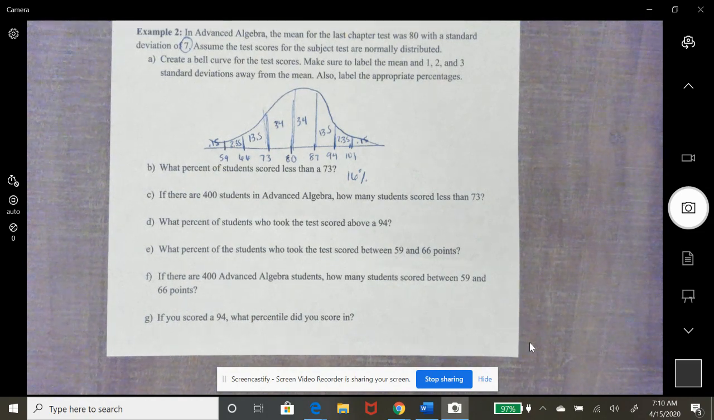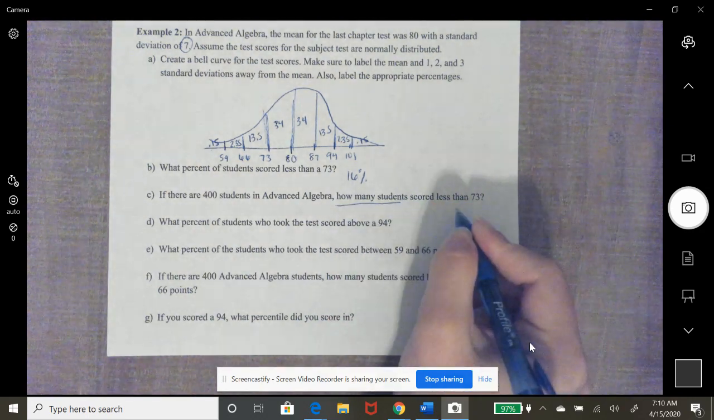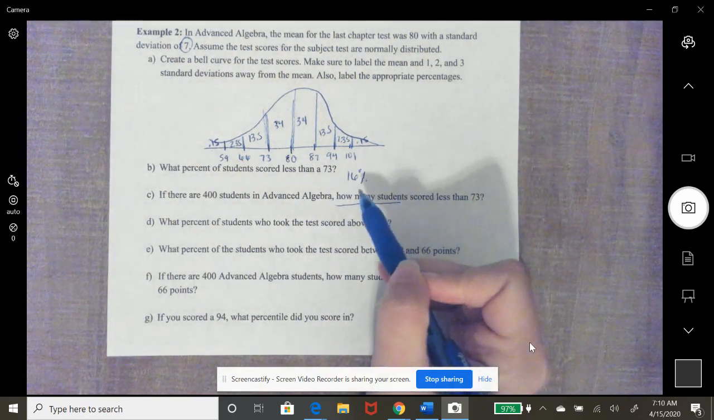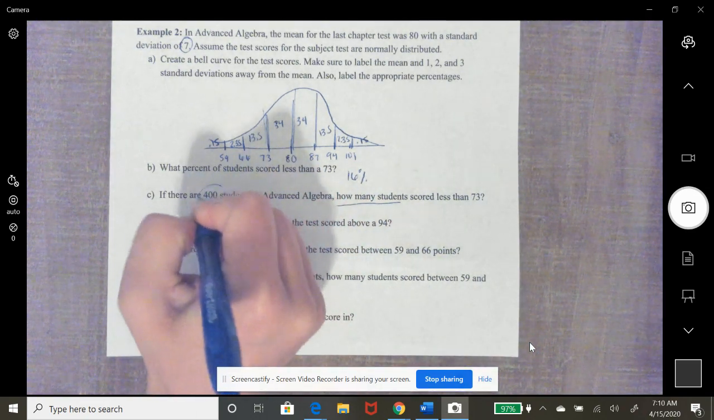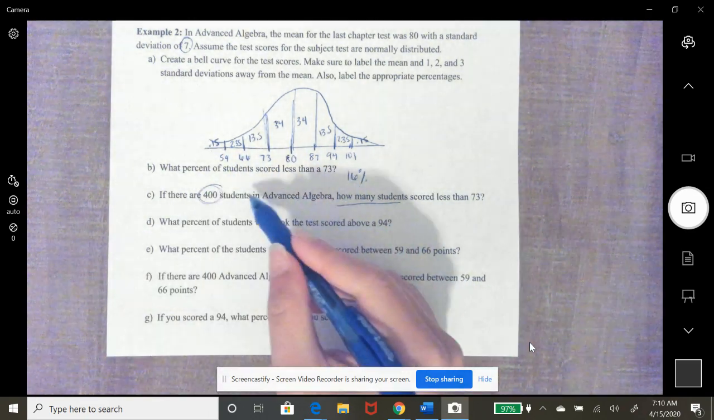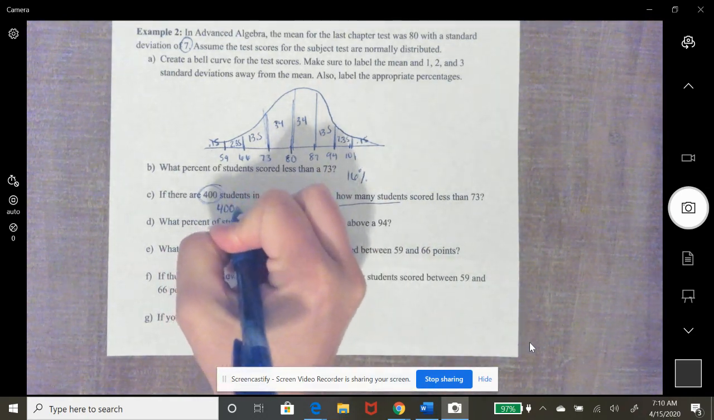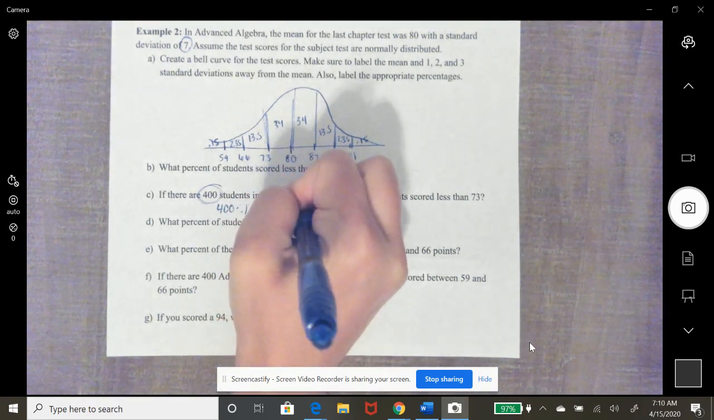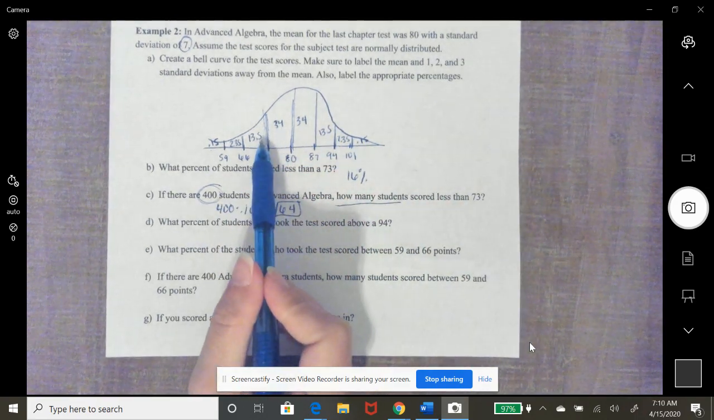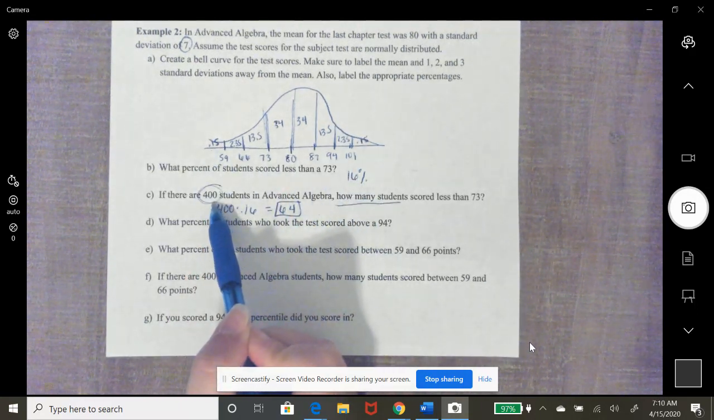Okay, so if there are 400 students in advanced algebra, how many students scored less than a 73? So we figured out the percent. Now it wants to know how many. So I need to use that percent to figure out how many of those students is 16% of 400. So if I do 400 times 0.16, that gives me 64. So there are 64 students that scored less than a 73, because it was 16% of 400.